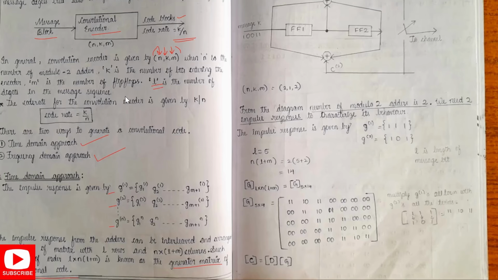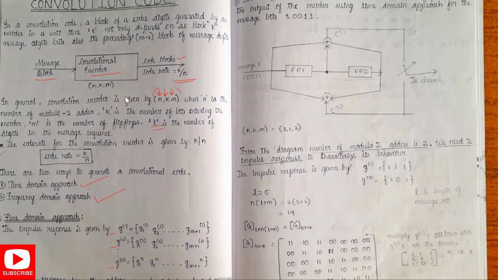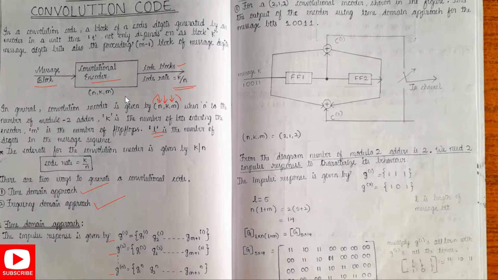Coming directly to the problem, let's start with the first one, given as (2,1,2). So here n is 2, k is 1 and m is 2. It is a convolution encoder as shown in the figure. We need to find the output of the encoder using the time domain approach. They have specified the message bits that are given.